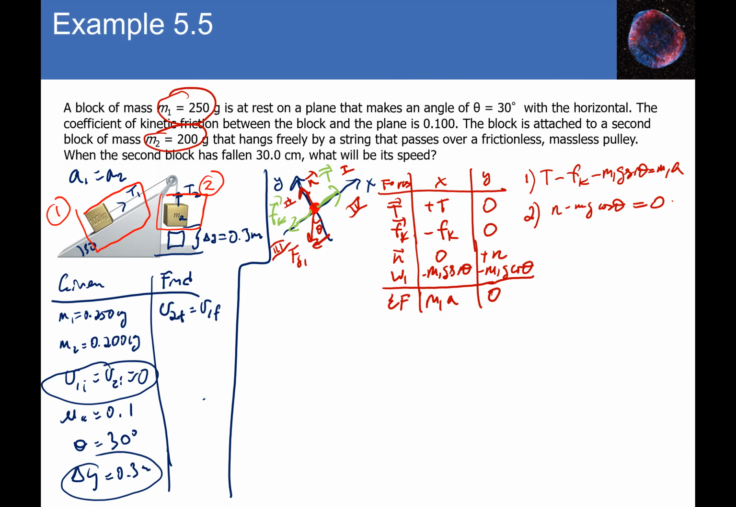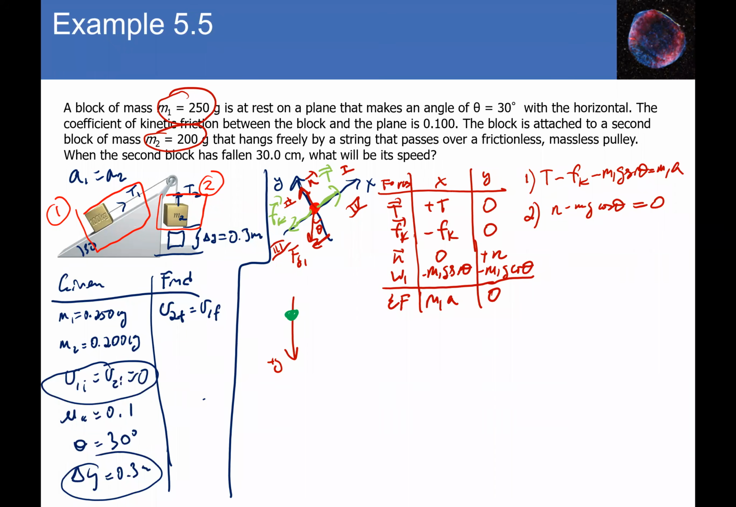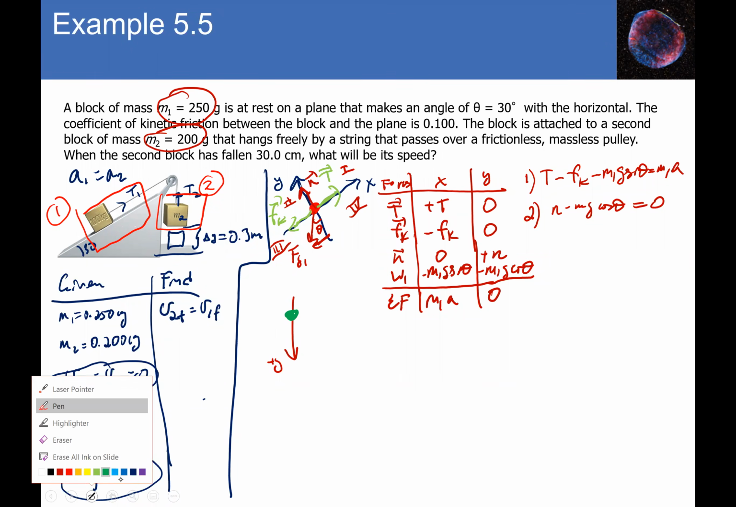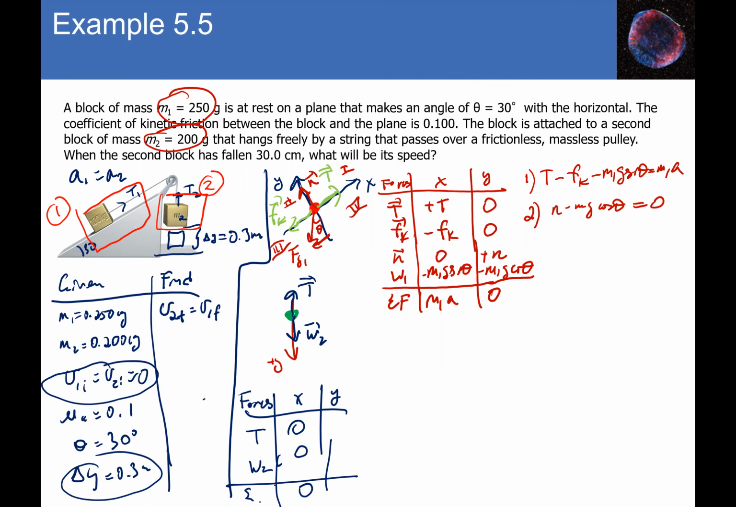So then let's go to system 2. All right, so system 2 is a little bit easier. So I'm going to take down to be my positive y direction. And let's say this is my object, right? So then I have two forces acting on it. I have the weight of 2, and then tension up. Okay. And the force table: 0, 0 for the x. So I have tension and then weight 2. But in the y direction, then what I can say here is this.